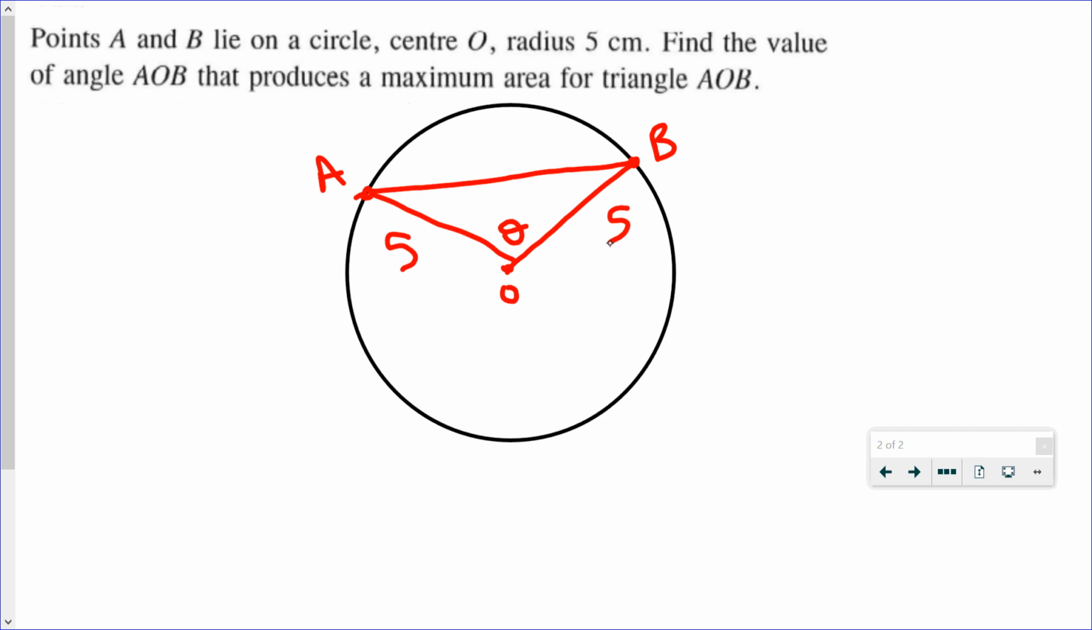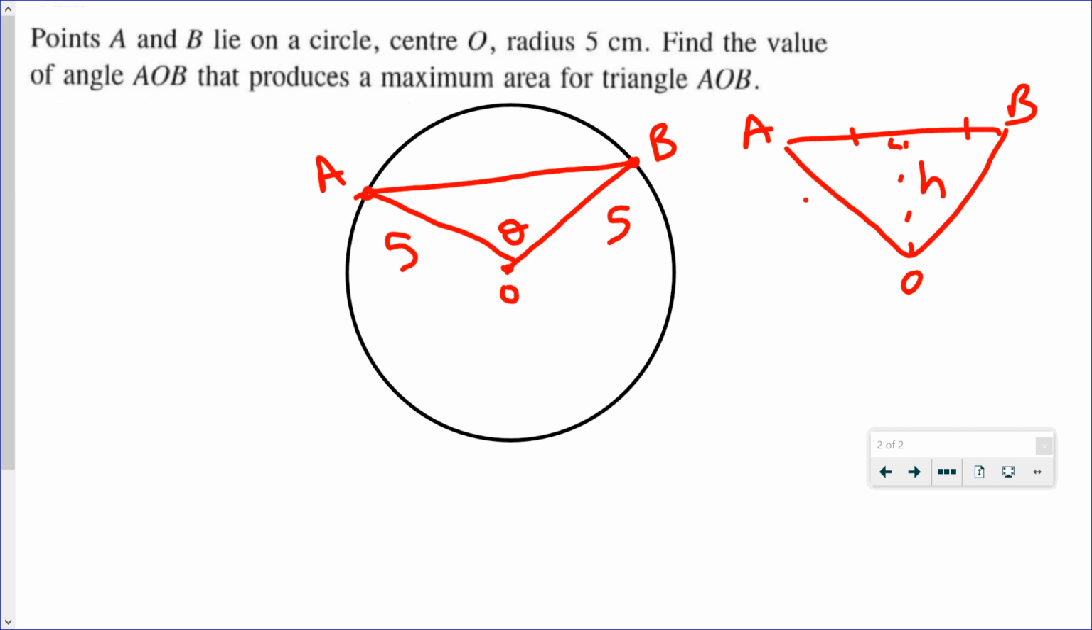So what I'm going to do is take that triangle off to the side just so I can write on it. So this is my triangle AOB. Now, I know this is ultimately the angle that I want to find, but I'm going to use a different angle to start with. From the apex of my triangle, I'm going to drop down an altitude, which is the height of my triangle. And I know that that altitude splits the base into 2 equal pieces, and this is 5.